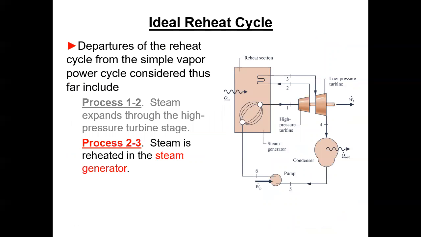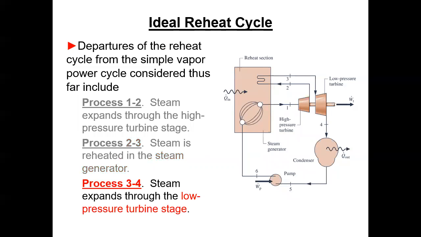So to get the total boiler heat input, now you have to do 2 calculations, right? You got to do a calculation from 6 to 1 to get the main steam, and then you got to do from 2 to 3 to pick up the reheat steam. So that's not much, but it's just something else to consider. And then we go on back through the low pressure turbine to the condenser.